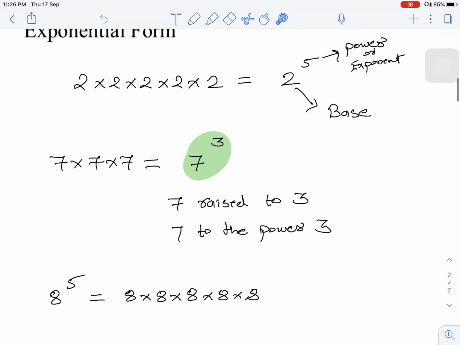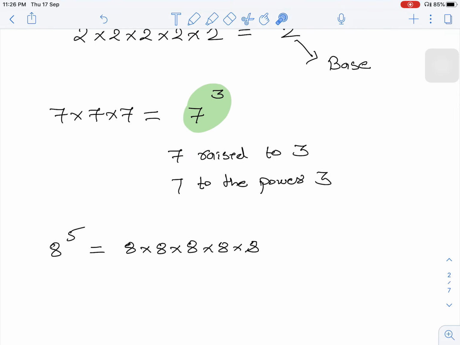Now we have learned that if a number is repeating itself, it can be written in this exponential form. Let us see, if a number is already given in exponential form, what does it mean? How to write it in expanded form? Here a number is given as 8 raised to 5. What does it mean? That 8 is multiplying itself. How many times? 5 times. So it can be written as 8 into 8 into 8 into 8 into 8. I think this concept is clear to you.